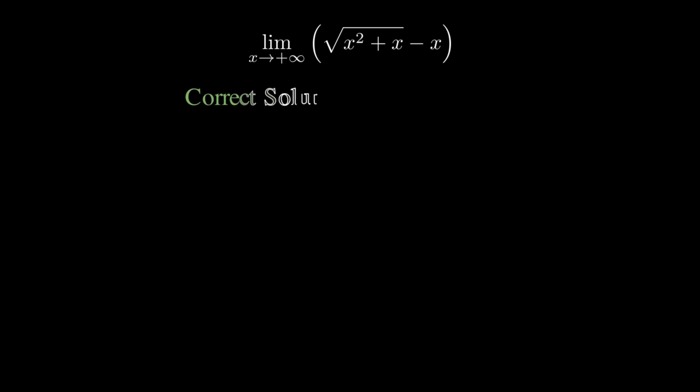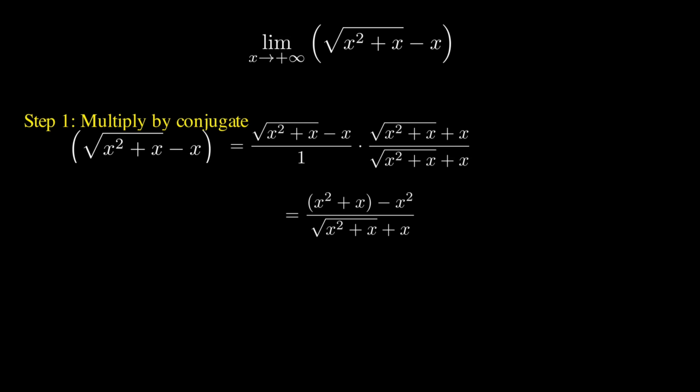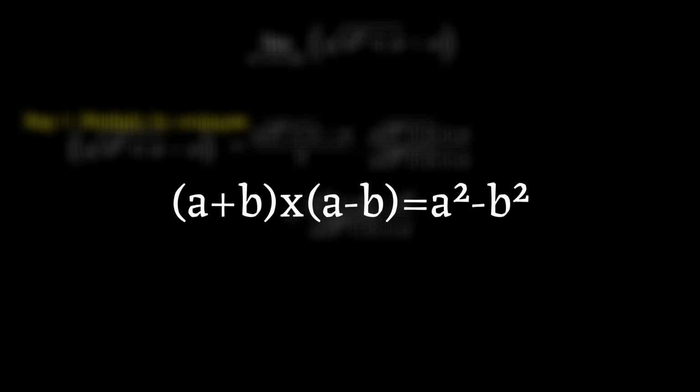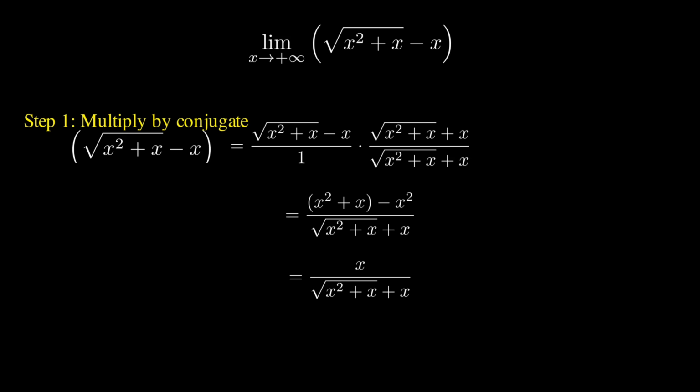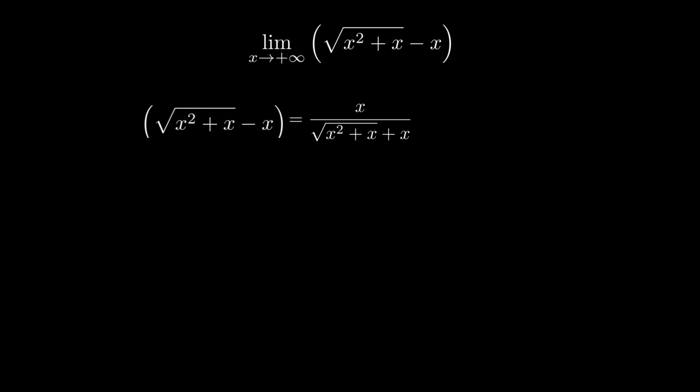To solve this correctly, we need to use a technique called rationalization, or multiplying by the conjugate. We take our expression, the square root of x squared plus x minus x, and multiply both the numerator and denominator by the conjugate, which is the square root of x squared plus x plus x. When we multiply out the numerator, we use the difference of squares formula, a minus b times a plus b equals a squared minus b squared. So the numerator becomes x squared plus x minus x squared, which simplifies to just x. The denominator is the square root of x squared plus x plus x.